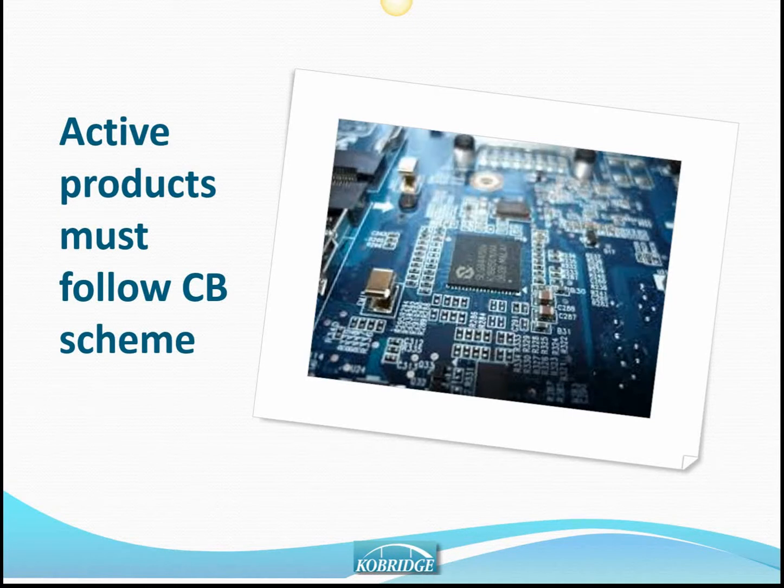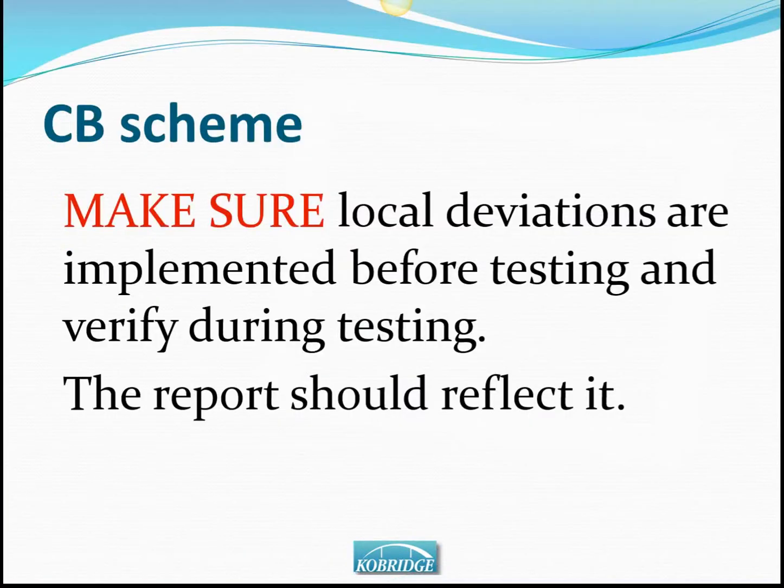Active products must follow CB scheme, and their submission is usually including a CB certificate and a CB report. We have to make sure that the local deviations are implemented before testing and verify during testing that those are applied. The report should reflect the application of the deviations.